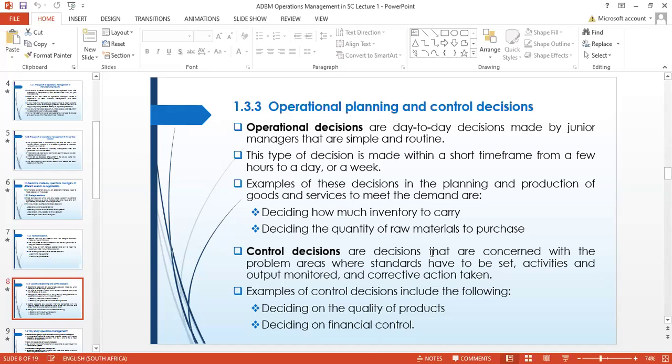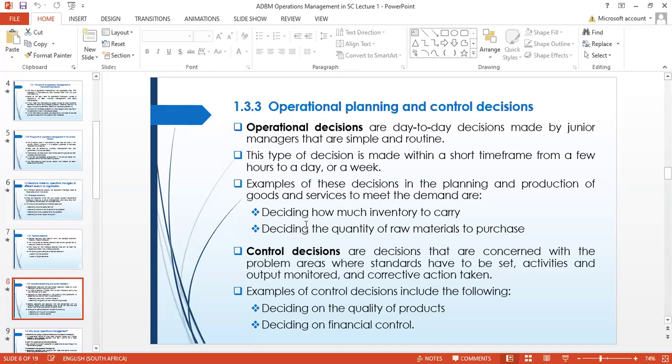When there are problems, corrective action is taken. These are the control decisions that are taken by the low-level managers. So these are the three levels that we have. Strategic decisions, which are made by the senior managers. We have the tactical decisions that are made by middle-level managers. And lastly, the low level here, where we have the operational planning and control decisions, which are taken by the junior managers.